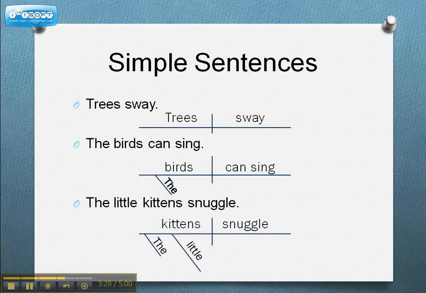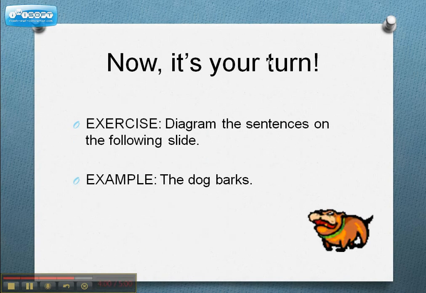Simple sentences. Trees sway. Our subject is trees and our verb is sway. The birds can sing. Our subject is birds, and what do they do? They can sing. Now in this case, we have an article, the, referring to the birds, so that goes on a diagonal line beneath birds. The little kittens snuggle. We have our subject, kittens, on the left and our verb, snuggle, on the right. We have two modifiers, the and little, on diagonal lines showing that they refer to kittens.